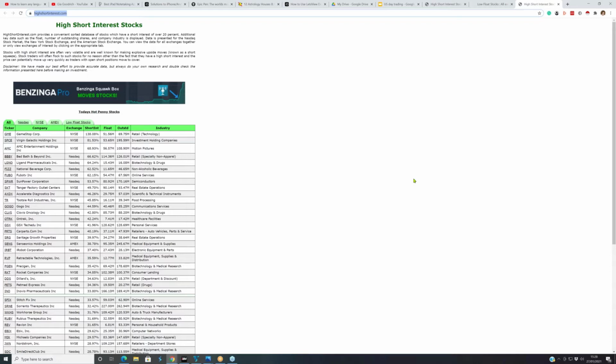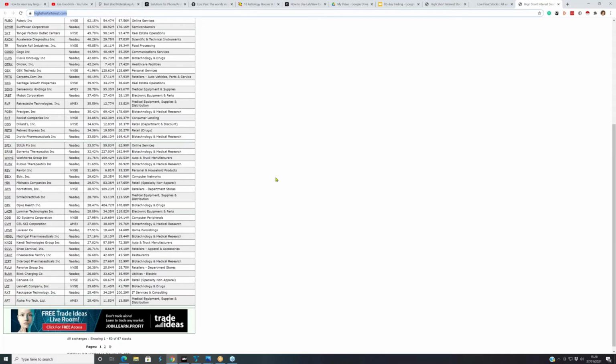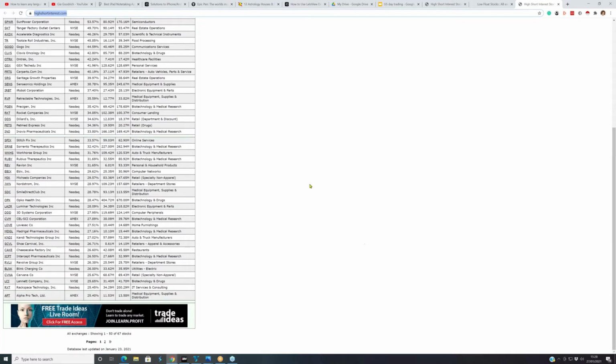So you say, well, where do I find a list of the most shorted stocks that are out there? And this is the site. This is called highshortinterest.com. It's not all stocks that are heavily shorted. It's just the ones where there is the biggest short interest. And right at the top here, this is all of them, and in fact there's a total of 67.